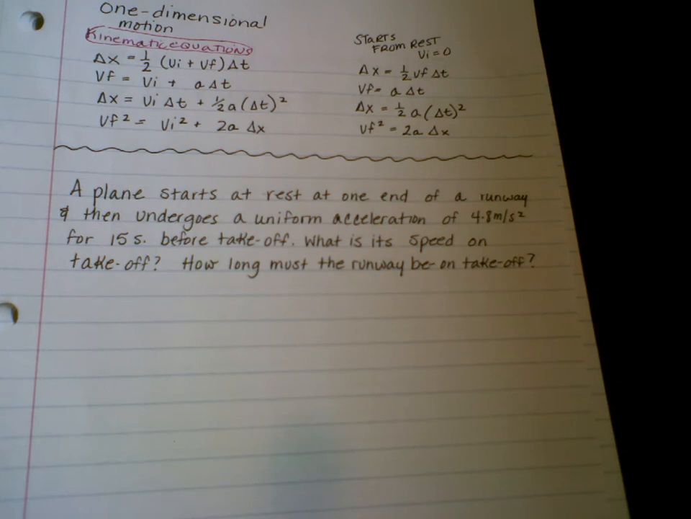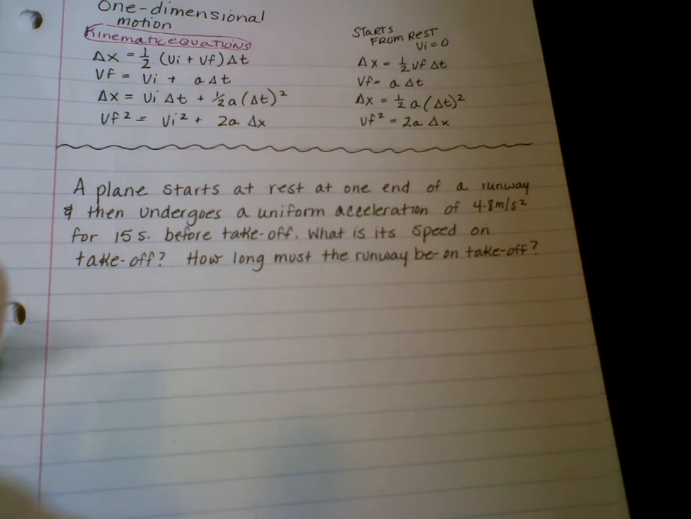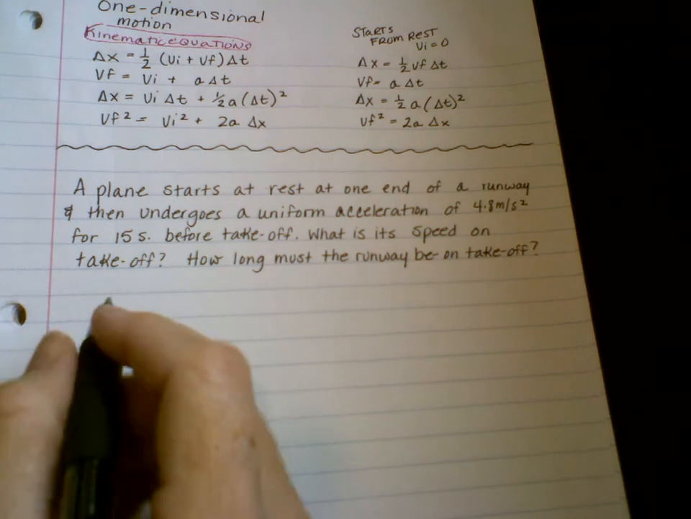So let's look at our givens here, and then we'll also look at what we want to know. You're always going to start off by looking at your givens. We were given that it's taking off from rest, so its initial velocity is 0.